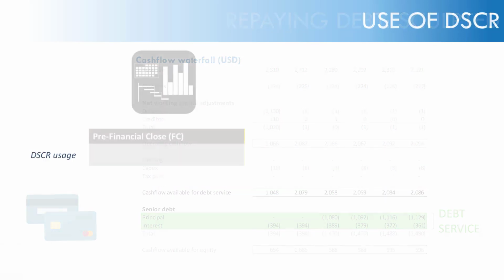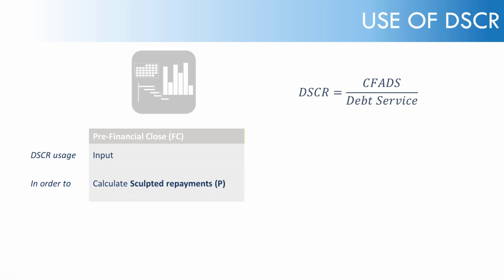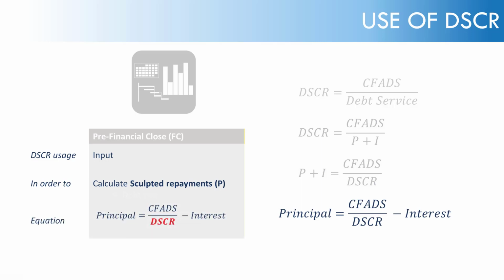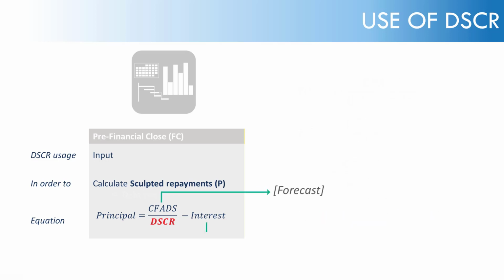So just to recap, the DSCR is an input. It's used to calculate sculpted repayments, i.e. principal repayments, and we're using the rearranged DSCR equation to calculate principal. But remember, at this point, the project is not operational. So which CFADS and which interest are we using? We're doing this off the forecast CFADS and the forecast interest. Hence, the need for a model.